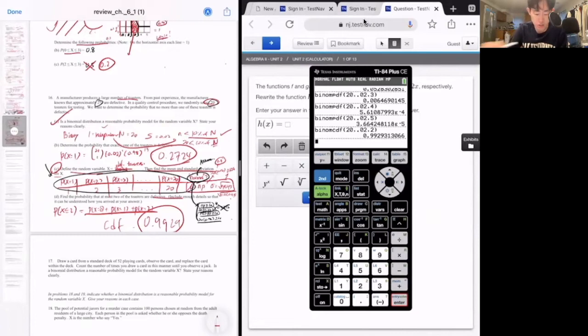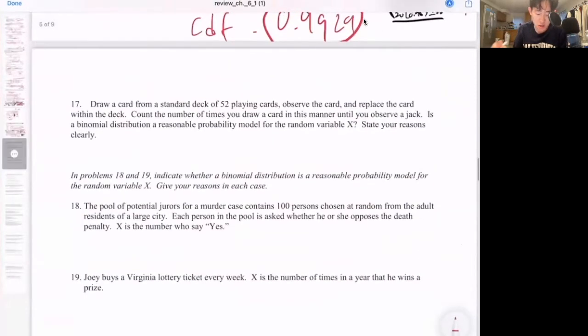Okay. All right. So now I'm going to go into 17. Draw a card from a standard deck of 52. Observe the card and replace the card within the deck. Count the number of times you draw a card until you observe a jack. What does that mean, guys? Geometric random variable. Geometric random variable means you keep on doing it until something happens, right?